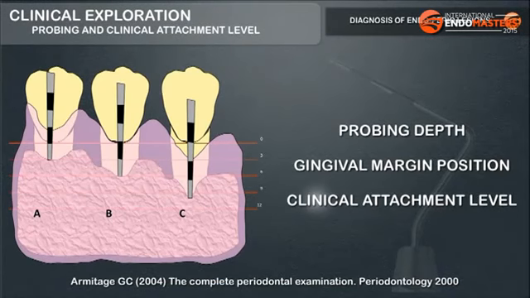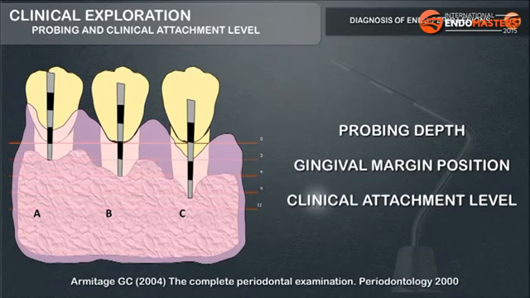Clinical exploration, assessment of the periodontal damage. Assessment of the periodontal damage with a calibrated periodontal probe includes the probing depth, the gingival margin position, and the clinical attachment level. These parameters are recorded at 6 sites around each tooth. Probing depth reflects the distance from the gingival margin to the base of the probable crevice. It is important because it gives a good approximation of the principal habitat of the periodontal pathogens.